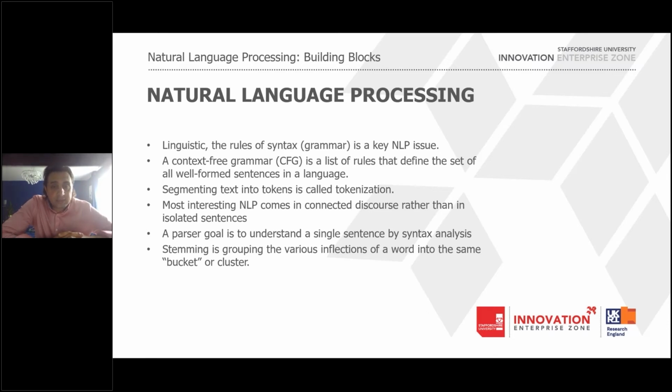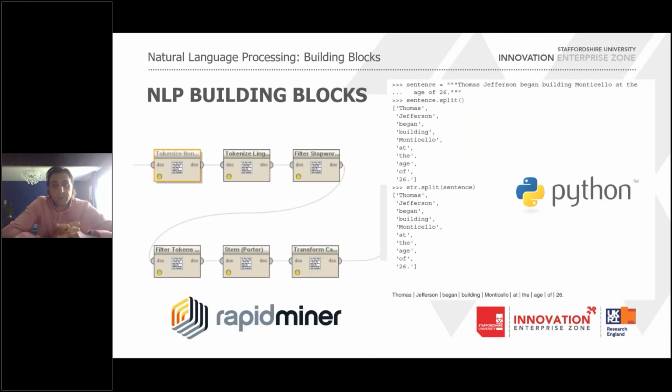Then we try to segment our text into tokens, which is the process of tokenization. And of course, just having tokens, separate entities of words, is not enough by itself, because most interesting natural language processing comes by connecting these, rather than in isolated sentences. Hence, we need to connect these tokens together. So the parser will help us understand a single sentence by syntax analysis, and the stemmer is a process of grouping the various inflections of a word into the same bucket or cluster. So these are the processes we're going to need to go through in order to build an NLP solution.